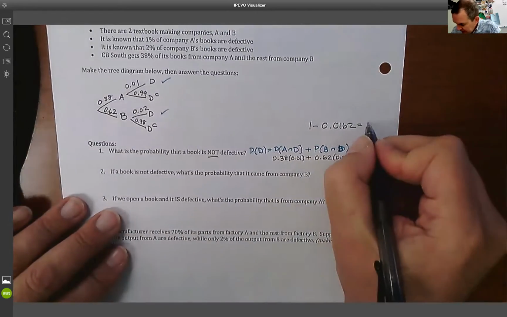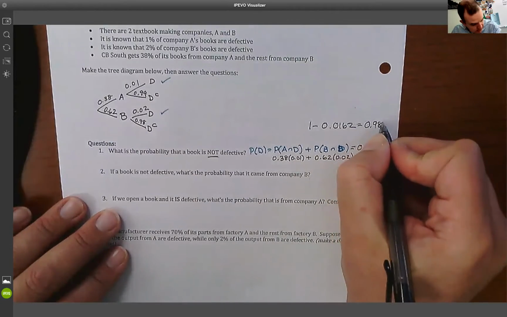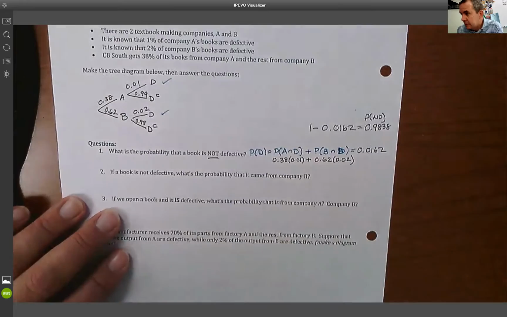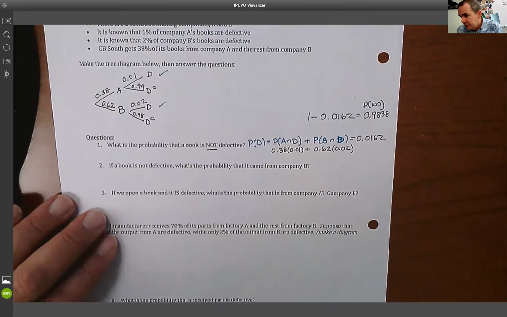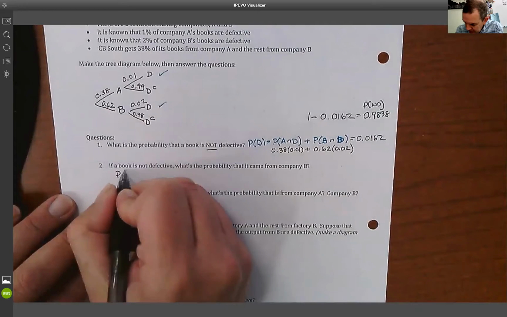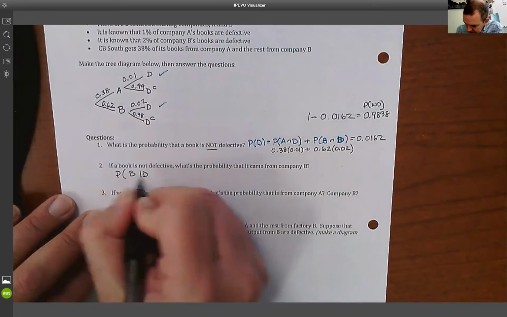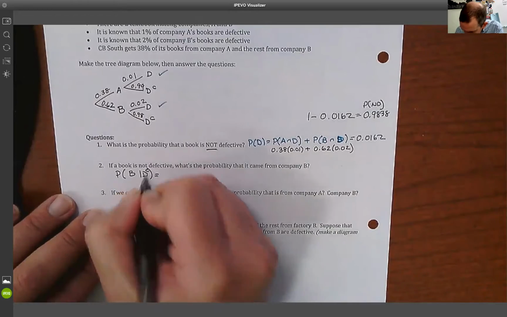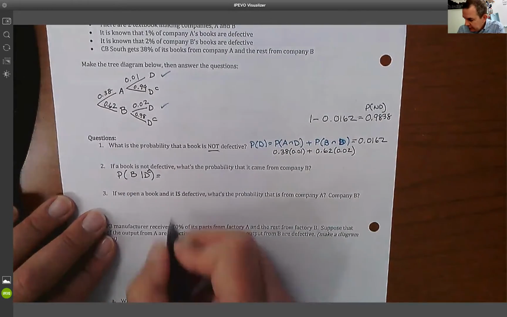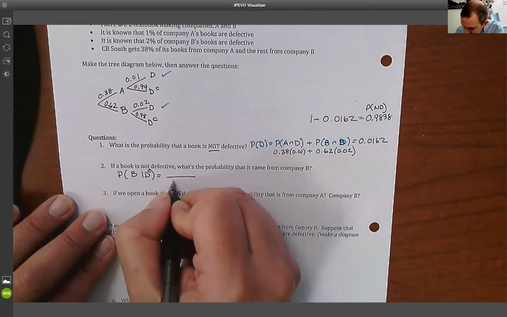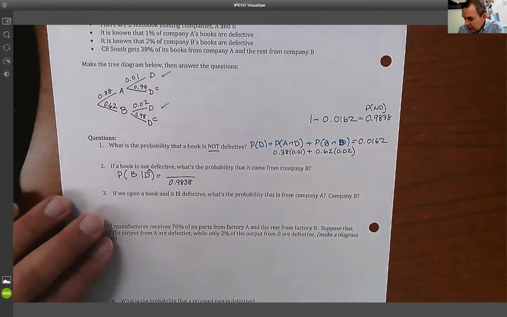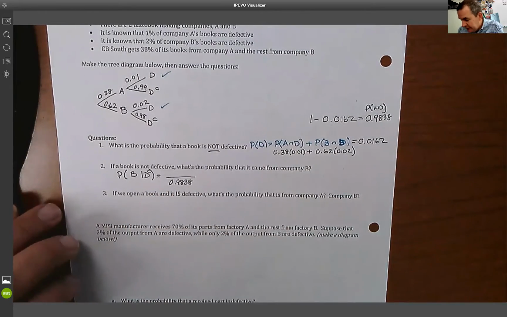So this is going to tell me that 0.9838. This is the probability of it not being defective. If a book is not defective, what's the probability that it came from company B? So again, probability, given that it's not defective, that it came from B. What proportion of the not defective books are from B? So in this case, 0.9838 is the percentage of books that are not defective.